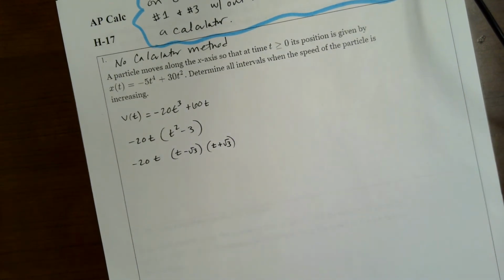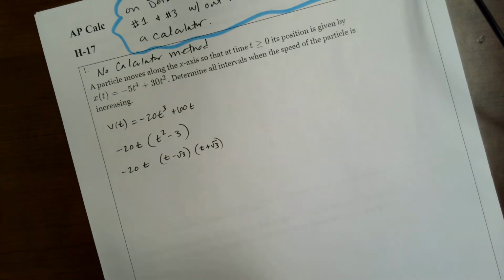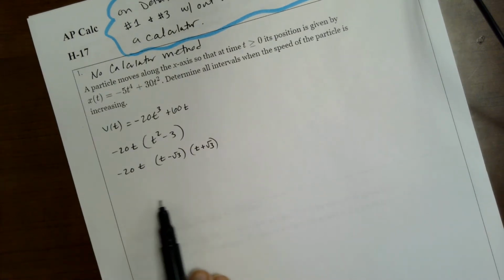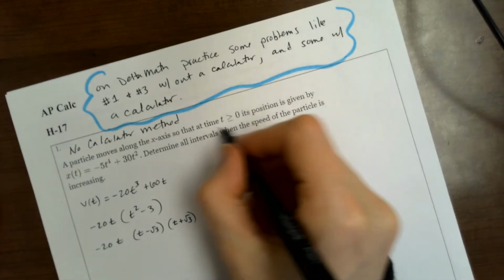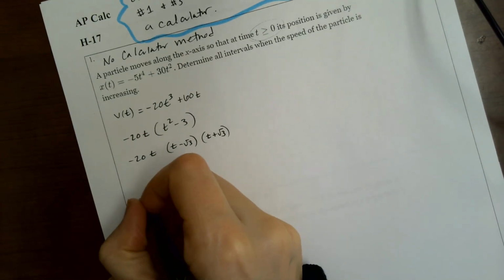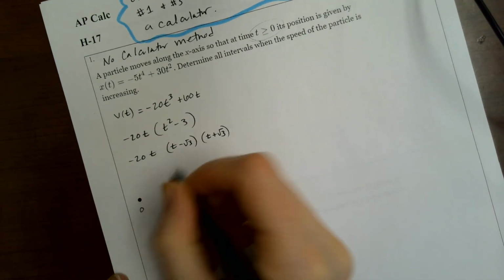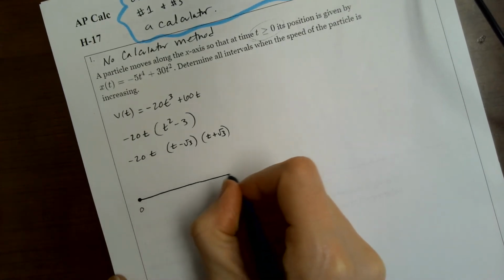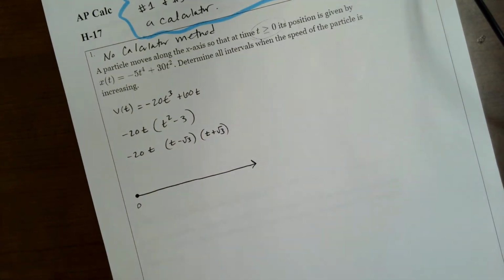All right, so now I need an interval test. Now here's the thing, guys. I'm not going to do an entire number line because time is greater than or equal to 0 only. So I'll just start, so this will be 0, and then I'll just go like this, okay?